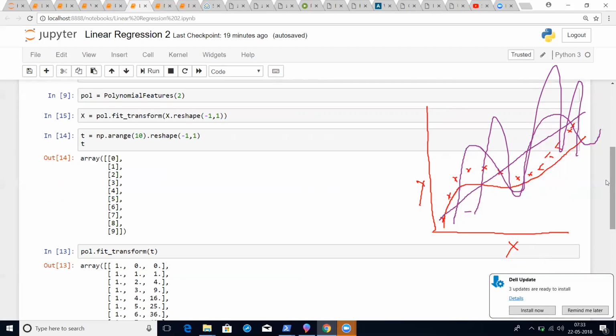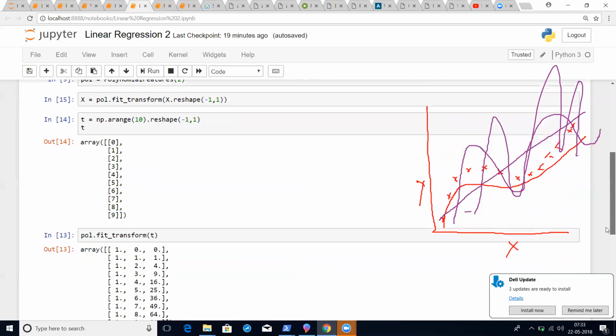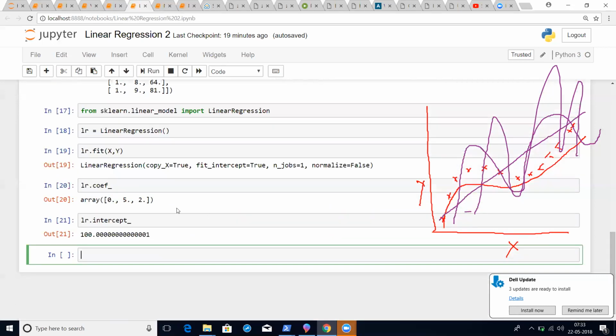If you are trying to plot a degree 2 polynomial, your equation needs to be curvy. So this is 2x squared plus 5x plus 100. It predicted that.